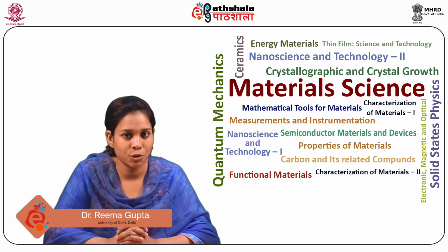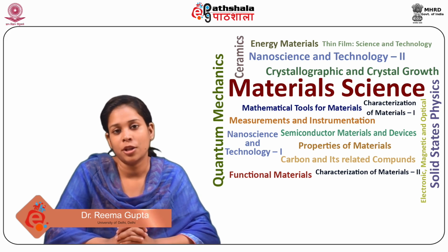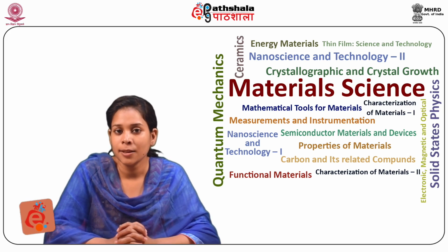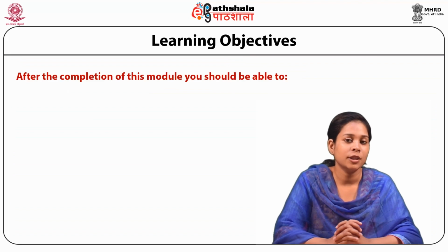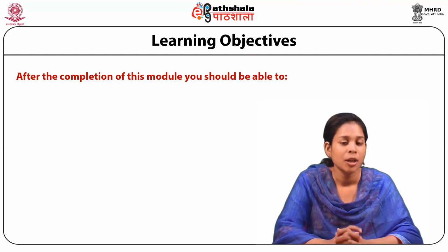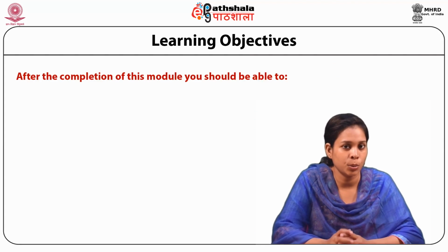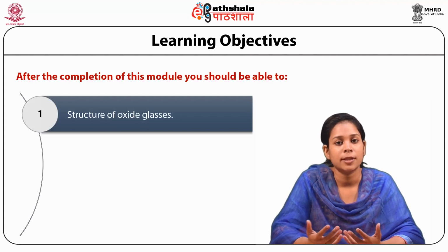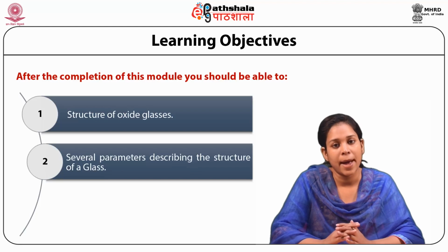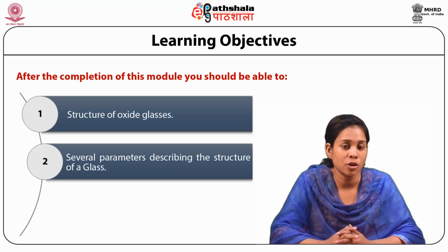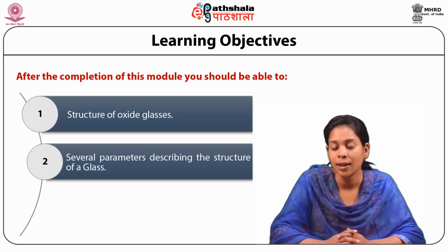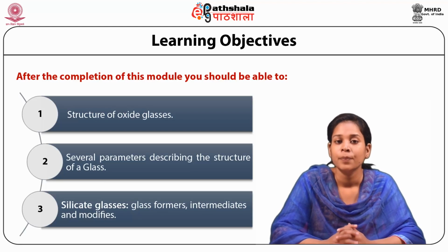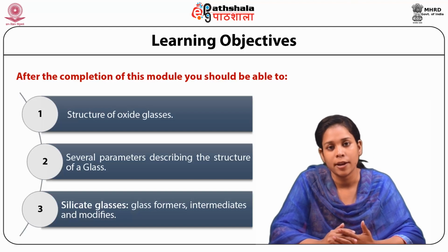Today we are going to talk on module Structure of Glasses, and this module is under paper Ceramics. After the completion of this module, you all should be able to learn the structure of oxide glasses and several parameters describing the structure of a glass. Moreover, we will be able to understand the silicate glasses, including glass formers, intermediates and modifiers.